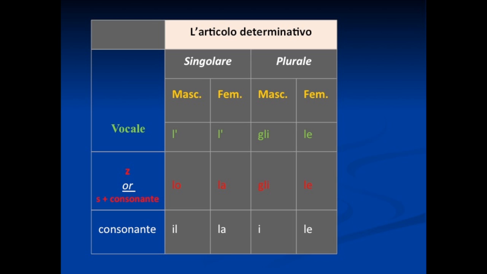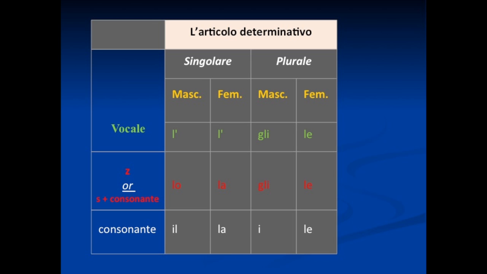The next line, still staying on the singular here, is zeta or S plus a consonant. The masculine is lo and the feminine is la. So in this case it would be lo studente and la studentessa. Okay, the next line we have consonante, il for maschile and la for femminile. Il libro, il computer, in femminile, la ragazza, la sedia.